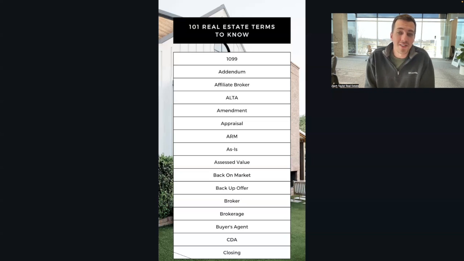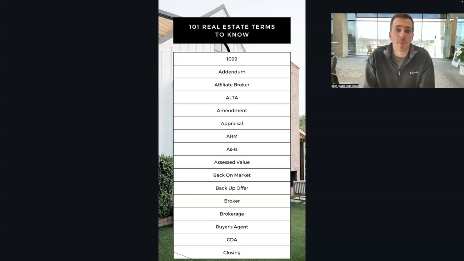Appraisal. If your client as a buyer is getting a loan, almost every single lender out there is going to want to have an appraisal done on the home. This makes sure that the money they are loaning out is worth it. The home has to be worth it.